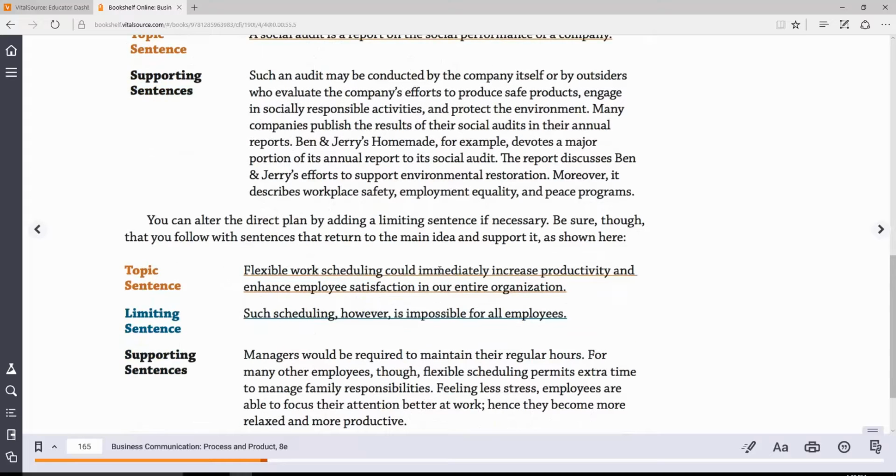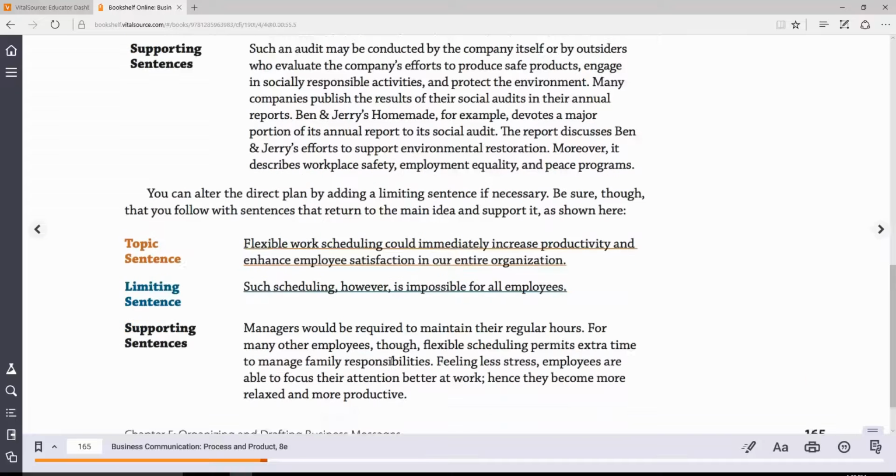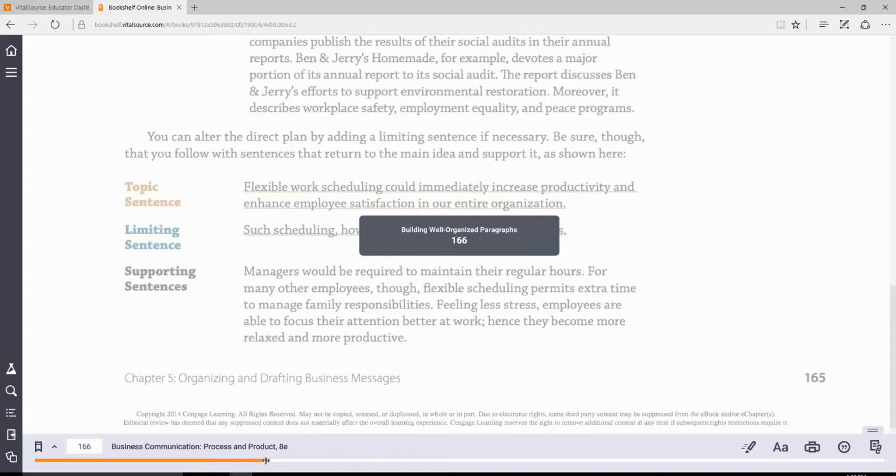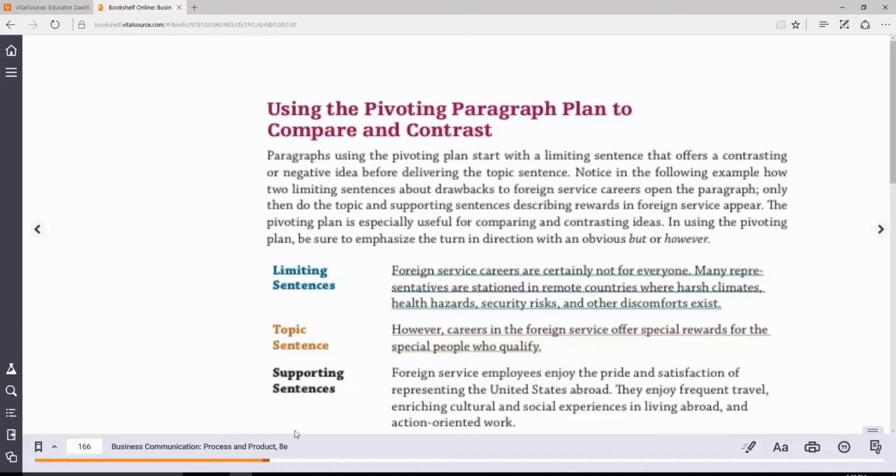Flexible work scheduling can immediately increase productivity and enhance employee satisfaction. In our entire organization, such scheduling, however, is impossible for all employees. And then here's the supporting sentences. Some of this you're just going to have to sit and look at the examples and go, okay, and just study them for a little bit.